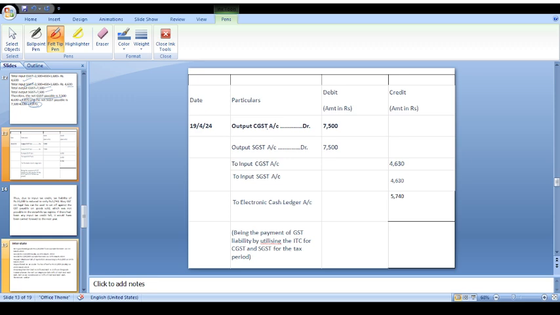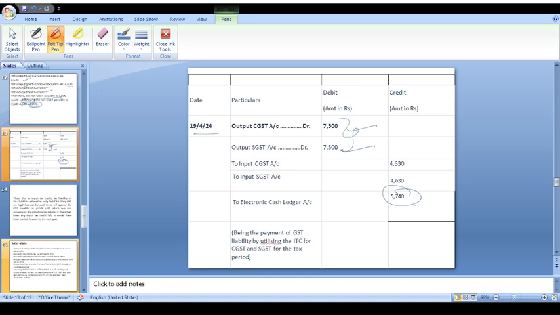Only CGST or SGST in a journal book. On 19th April 24, output CGST account debit 7,500, output SGST account debit 7,500, to input CGST 4,630, to input SGST account 4,630, and to electronic cash ledger account 5,740. How to calculate this?